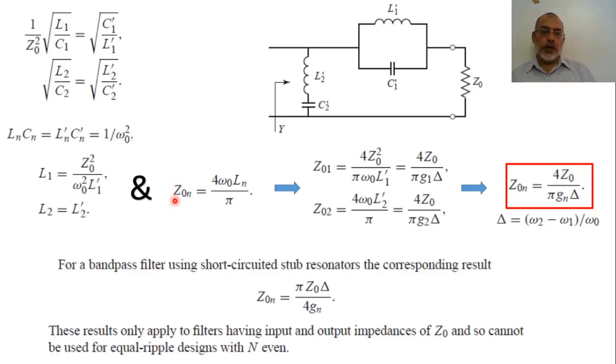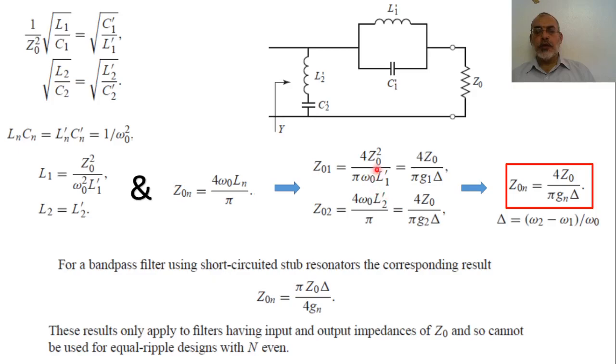So by applying this relation, we can obtain the required characteristic impedance for the first resonator. It would be 4 Z naught squared over pi omega naught L1 dash, and the characteristic impedance of the second resonator would be 4 omega naught L2 dash over pi.